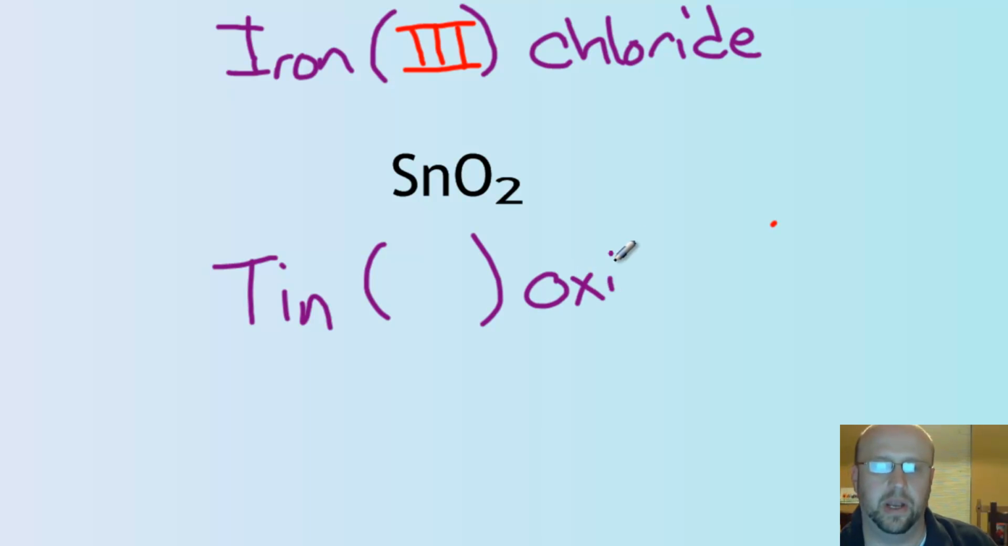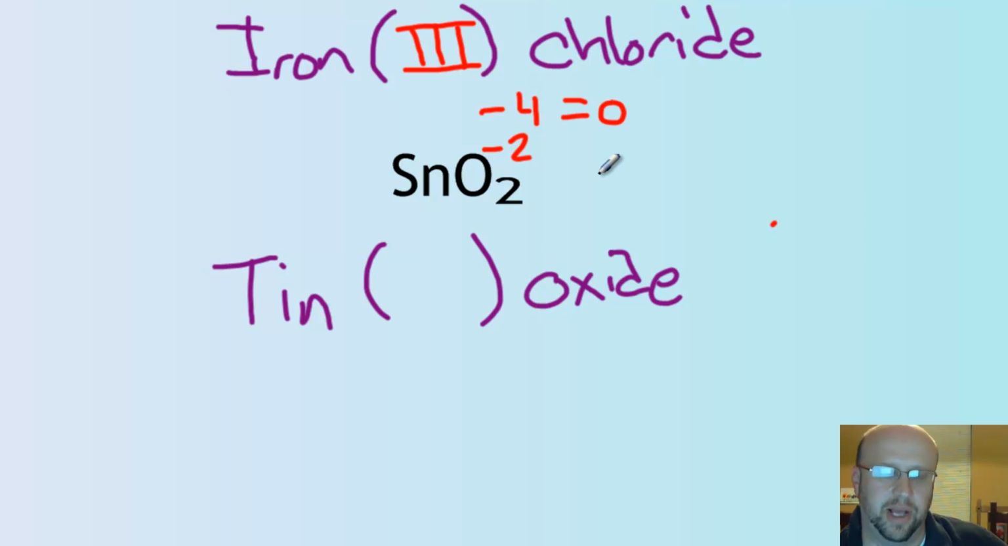Okay? Next thing is oxide. All right? And so we've got to figure out what that charge is. Well, we know the charge on oxygen is always -2. All right? 2 times -2 gives me a -4. I know that it has to equal 0 to balance out. I know that I've got 1 tin, so that's x. So x equals 4. So I put Roman numeral 4 in there.